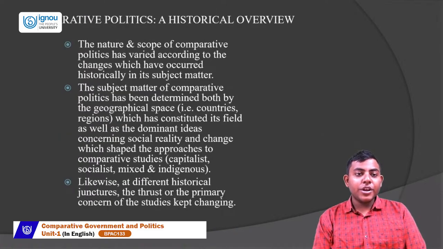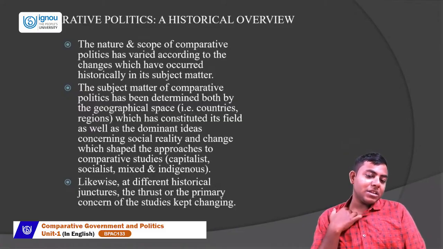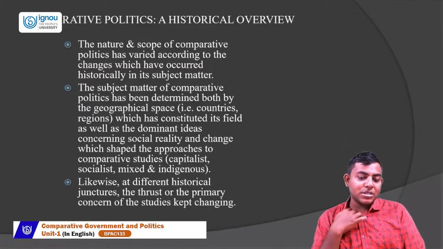So, talking about a historical overview of comparative politics, the nature and scope of comparative politics has varied according to the changes which have occurred historically in its subject matter. The subject matter of comparative politics has been determined both by the geographical space, that is, the countries or regions which has constituted its field, as well as the dominant ideas concerning social reality and change which shaped the approaches to comparative studies, that is capitalist, socialist, mixed and indigenous. Likewise, at different historical junctures, the thrust or the primary concern of the studies kept changing.